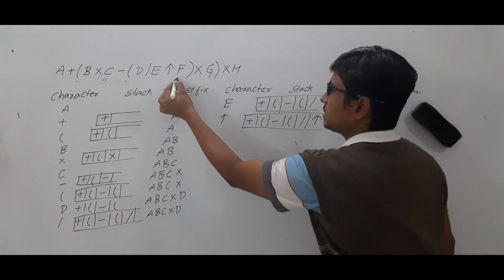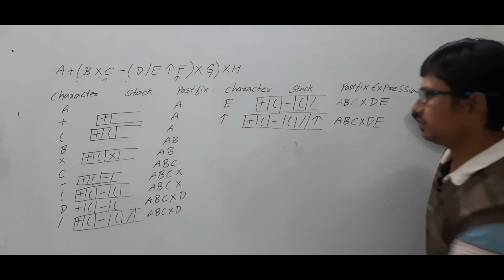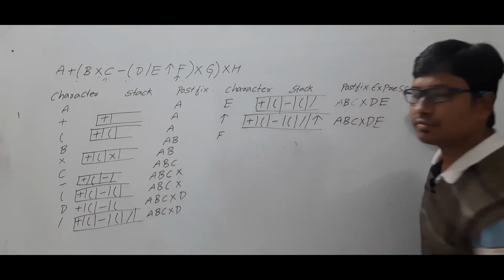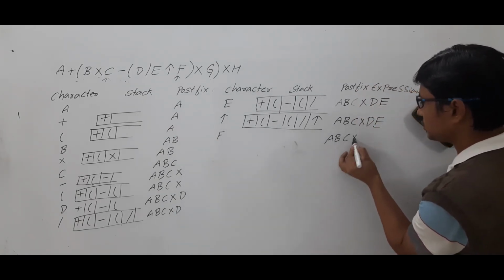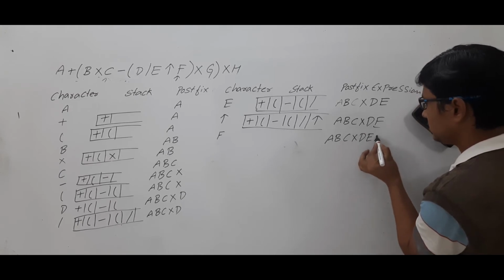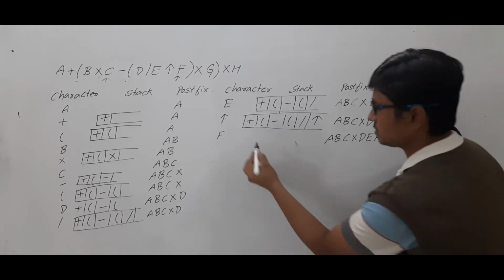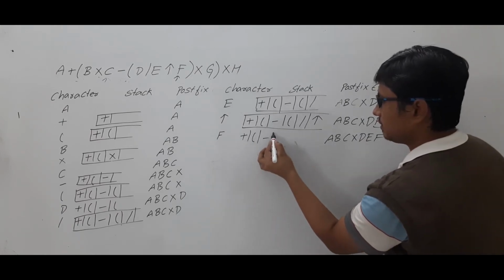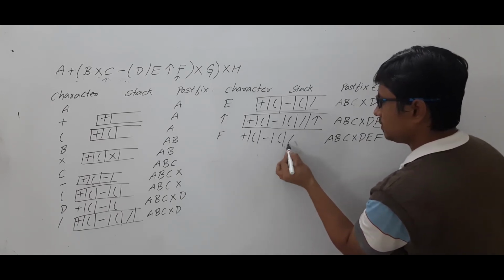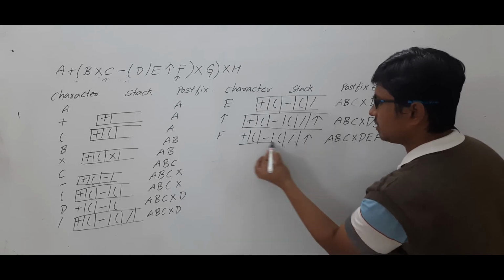Okay, now next you are scanning the F. Next character is F, which is an operand. You need to append it to the postfix expression. Still the stack consists of addition. Just write it, because we did not modify the stack.